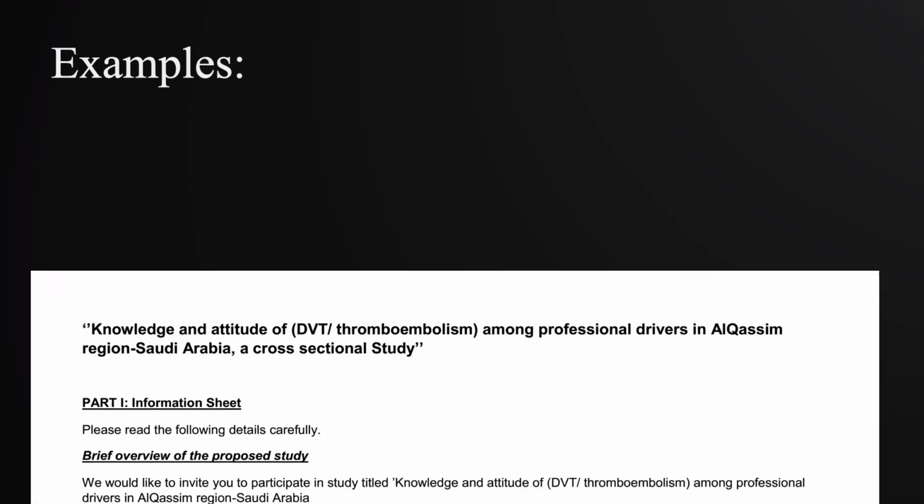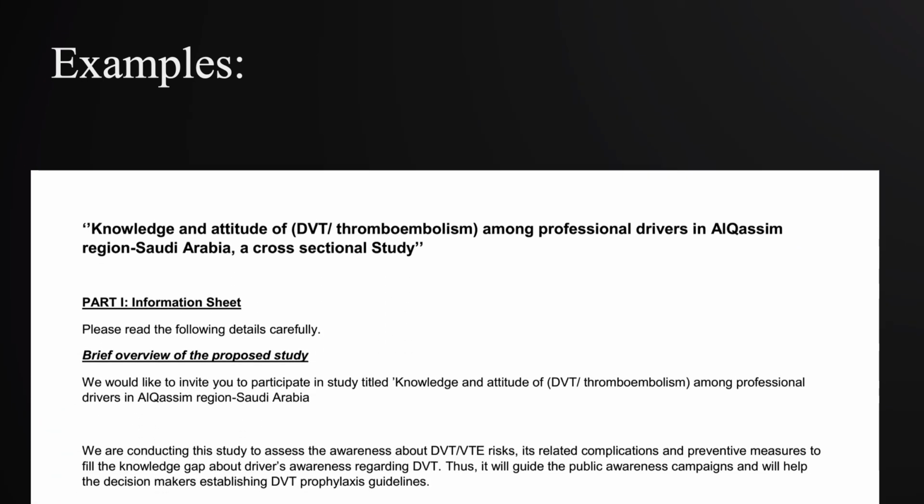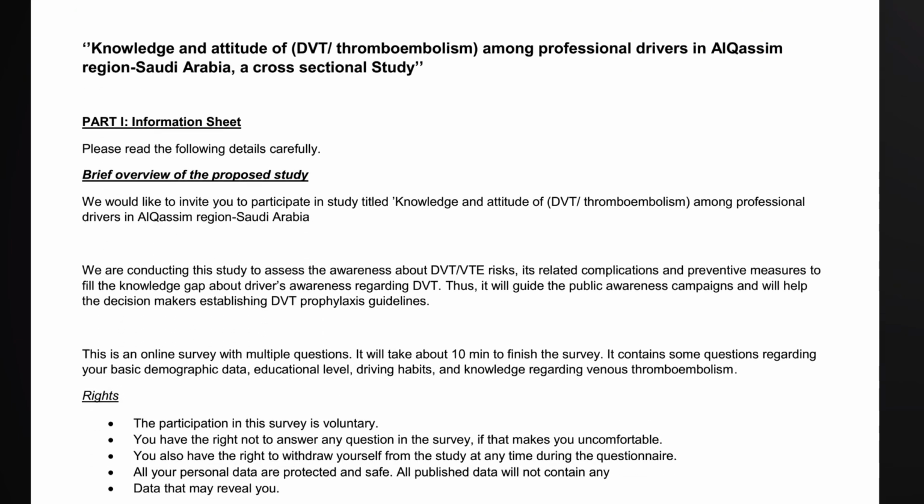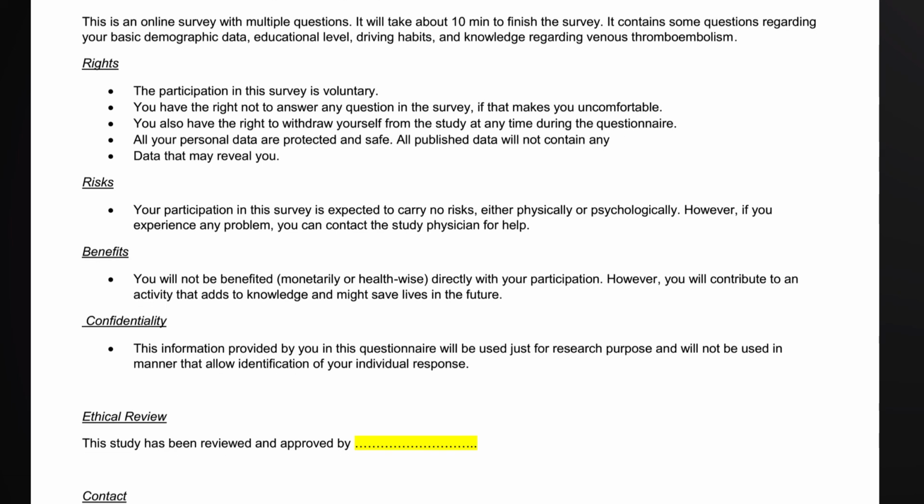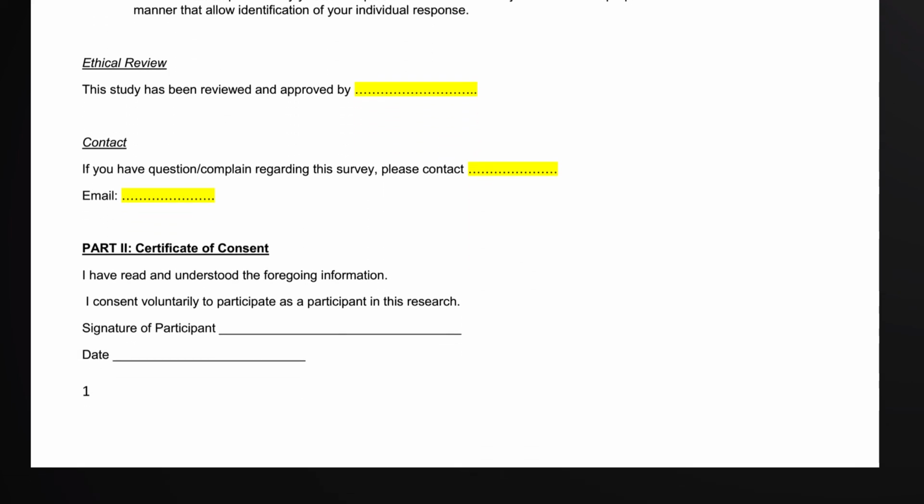So an example of informed consent. This is again an informed consent that we developed for a project in the research unit at Samaraj University. It discusses thromboembolism in truck drivers. Part one is the information sheet: a brief overview of the proposed study, the risks, the harms, the rights, the benefits, the confidentiality, the ethical review, and the contact information. And the final part is the consent.